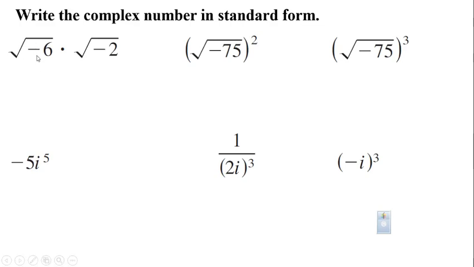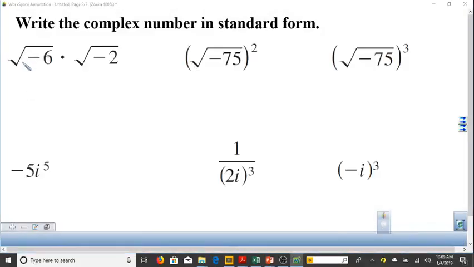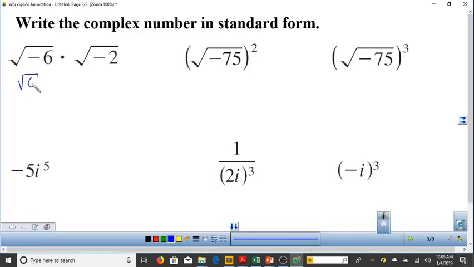This first example, the square root of -6 times the square root of -2. What we will do first is rewrite the square root of -6 as the square root of 6 multiplied by i, and the square root of -2 as the square root of 2 multiplied by i. Then I'll multiply the parts together. I'll multiply the square root of 6 by the square root of 2, which is the square root of 12, and i times i is i squared.